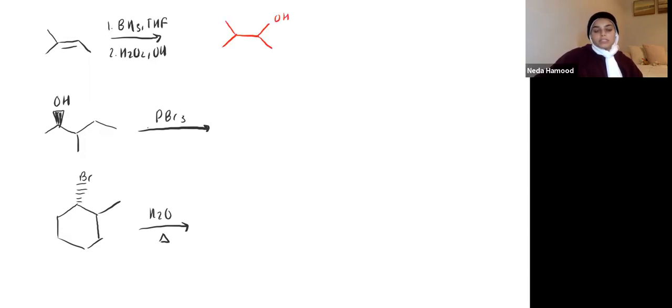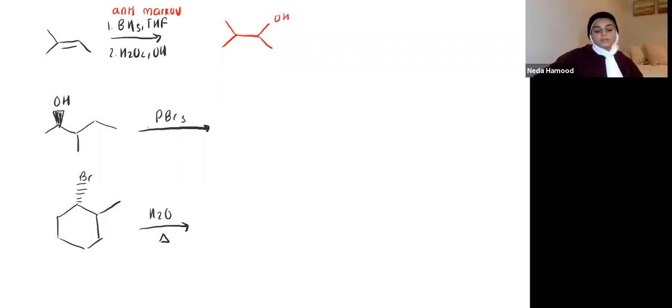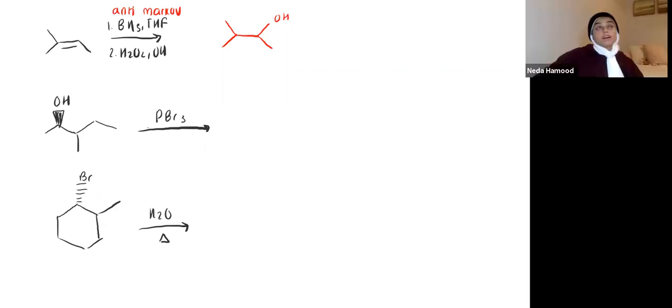We know that BH3 THF is going to be anti-Markovnikov. Have you guys gone over Markovnikov and anti-Markovnikov reactions? I don't think so. I remember seeing it in the homework though. Is it chapter 10 material? Yes. Okay, so Markovnikov means that it's going to be more stable, and then anti-Markovnikov means that it's going to be less stable, or sorry, less substituted, I should say.